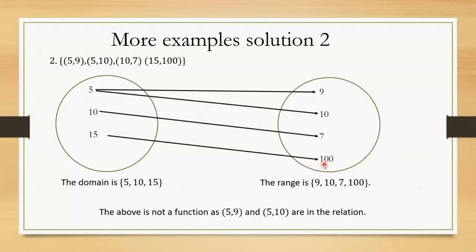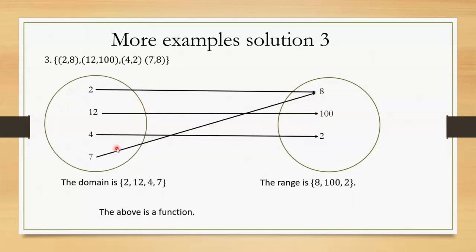As you can see, the domain here is 5, 10, 15, the first coordinates. The range is 9, 10, 7, and 100. And this is not a function. How do we know that? Well, for one, you have 2 ordered pairs with the same x coordinate, right? You have these 2, (5, 9) and (5, 10). And you can also tell from the correspondence diagram, mostly because 5 is assigned to 9, and 5 is also assigned to 10. 5 has 2 outputs, so it's not a function.